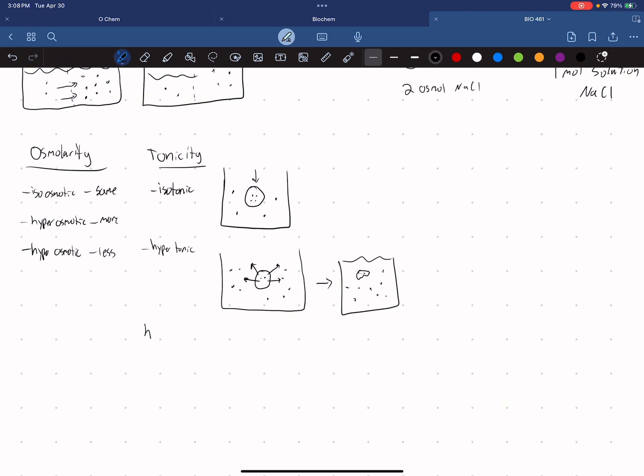When we talk about hypotonic, that is the opposite. So with this cell, we can draw a high concentration of solute in the cell. And so what will happen is the water from the solution will want to enter into the cell to go towards the high concentration of solute. And that will cause our cell to get very, very big and filled with water.